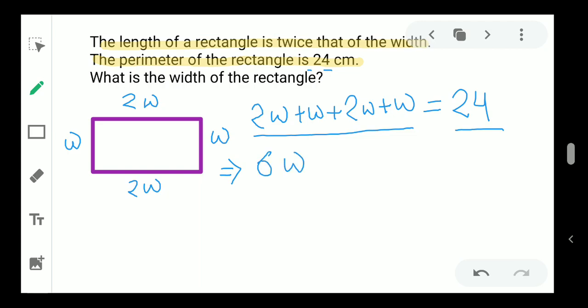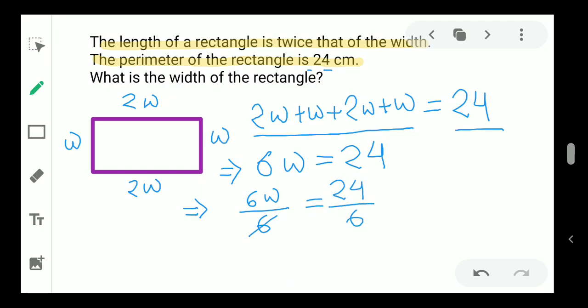So 6w is 24. Now this 6 is multiplying, so I can divide by 6, and that side also I have to divide by 6. So 6 and 6 are gone. Finally I got w equal to 24 by 6, that is 4. So the value of w was actually 4.